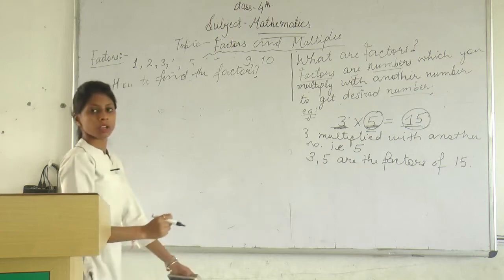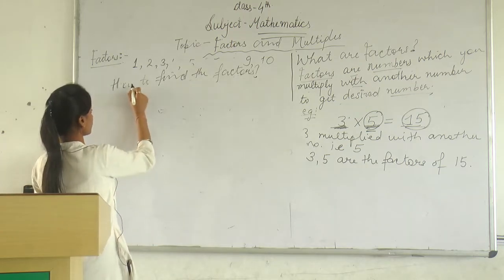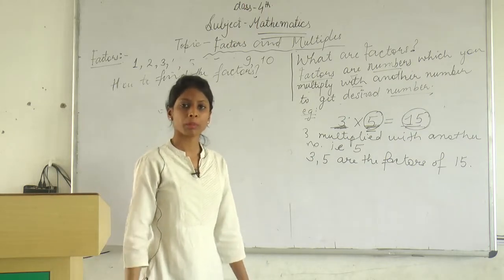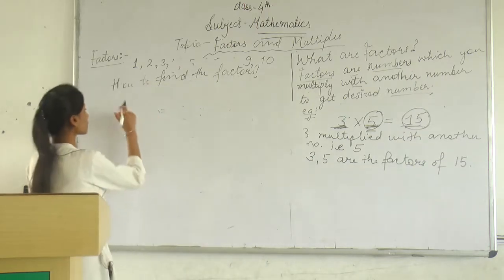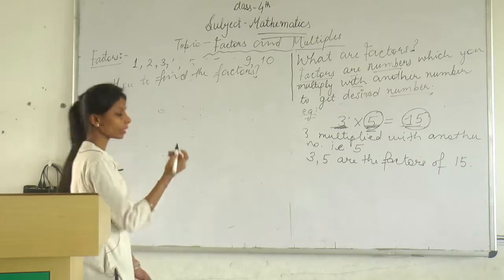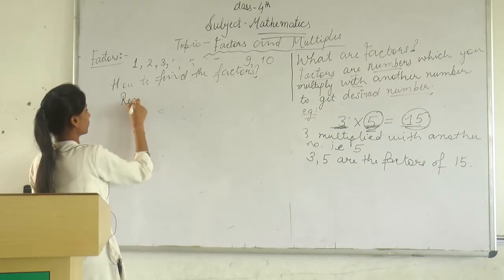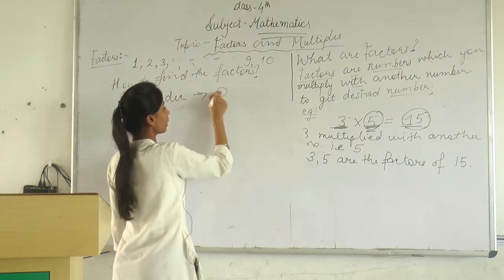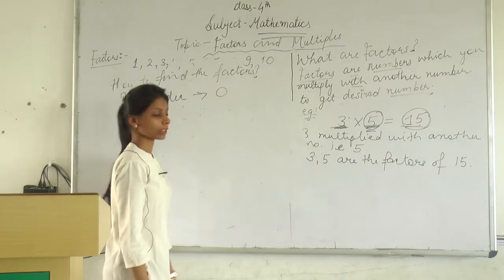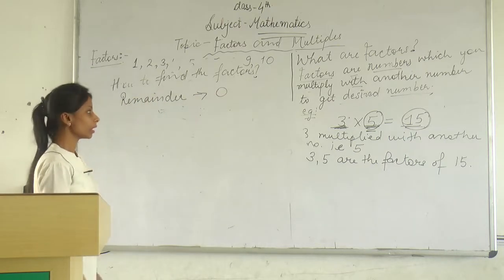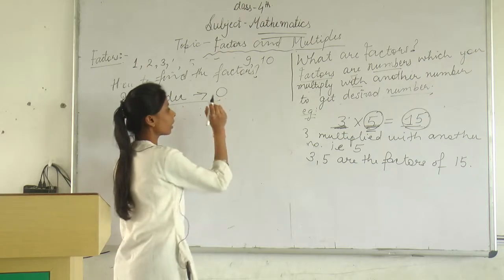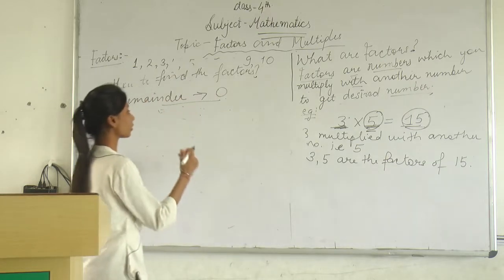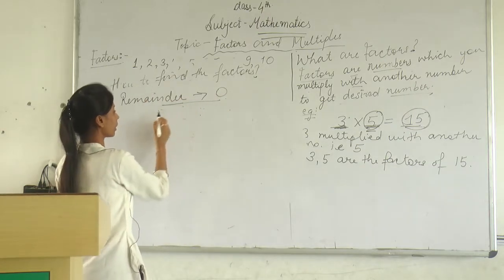How? Suppose I take the product. There are two methods, by division also, by multiplication also. First, in the division, if there is no remainder, meaning the remainder is 0, then we call that number a factor of the desired number. If we get the remainder 0 after doing division, then we can say that number is a factor of our desired number. Clear?